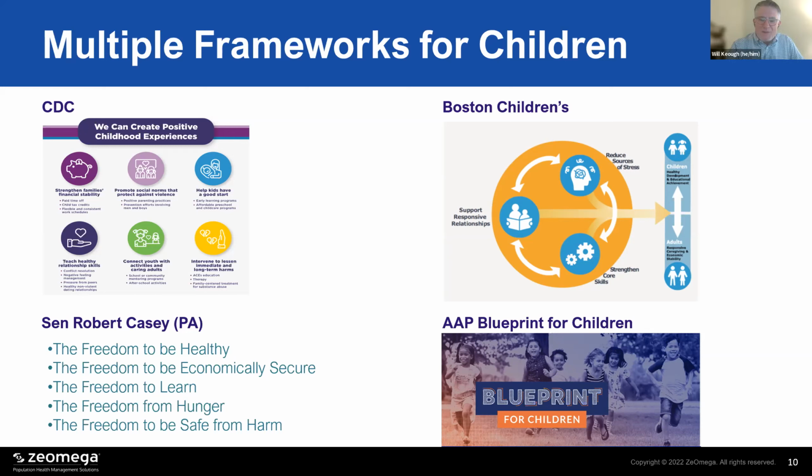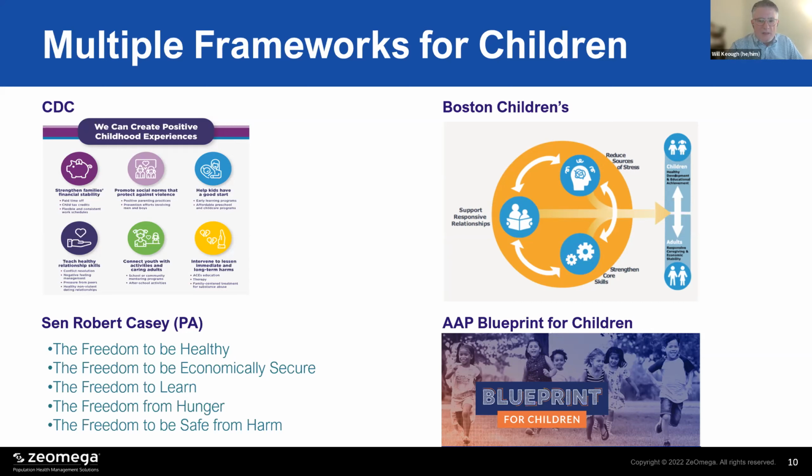Sure. So we gave some examples up here. These are readily available online. Folks know a lot of these organizations, or even the one the senator named. The CDC, Boston Children's, a number of the other major children's centers in the country. So Children's of Philadelphia, Children's of Pittsburgh, quite a number of others. National Children's of DC. A number have these frameworks about building community health and how that helps build healthy families and therefore healthy children who are successful adults.